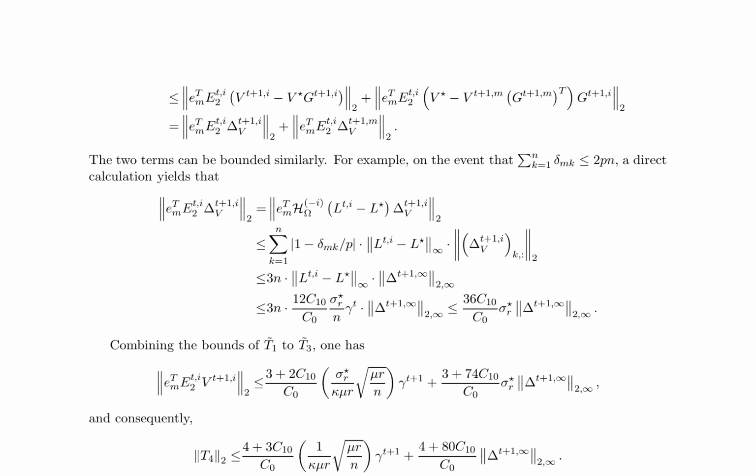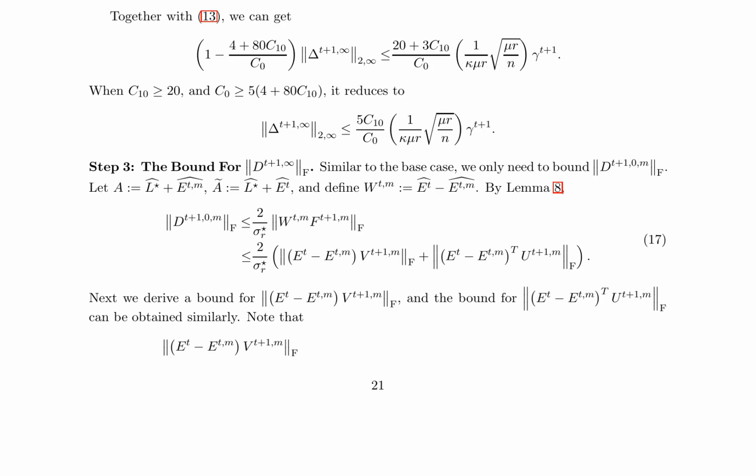The authors first bound the term T̃_1 by using an inequality involving ẽ_m, I, v_{t+1}, I, ẽ_m, I, v_{t+1}, m, with terms in σ_r^*, κ, μ_r, γ_t^{1/2}, and δ_{t+1}, infinity. They then combine this bound with the bounds for T̃_2 and T̃_3 to obtain a final bound for T̃.